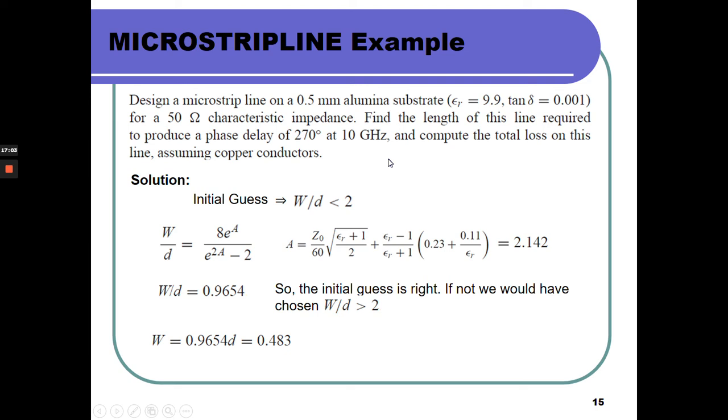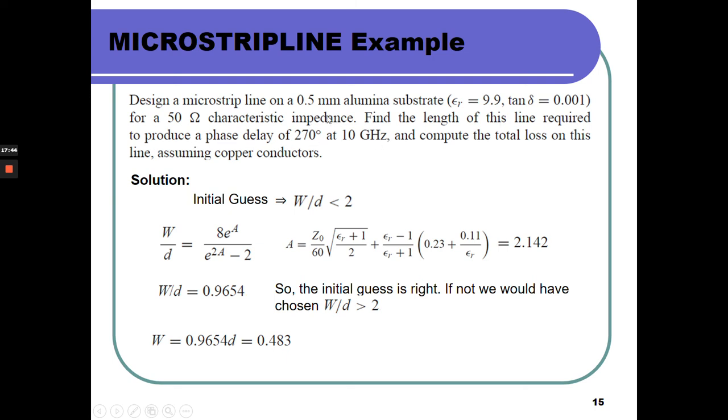Here there is one example. This is the last example in this lecture, and with this example we will conclude this session. Here it says, design a microstrip line on a 0.5 mm alumina substrate, which means the height is given. Epsilon r is given, 9.9, and the tangent delta is given also, for a 50 ohm characteristic impedance, so the characteristic impedance is also given. Find the length of the line required to produce a phase delay of this.